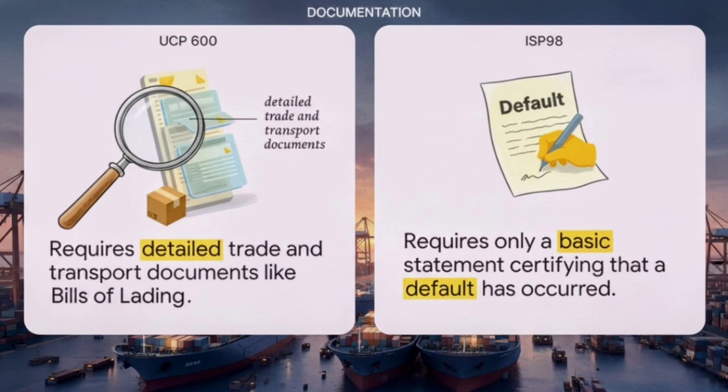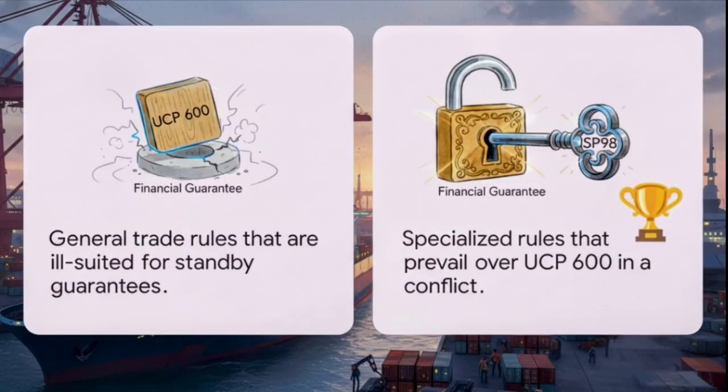It's complex versus simple. So you might wonder what happens if a standby letter of credit mentions both sets of rules. Which one has priority? Well, the rules are very clear here. UCP 600 is for general trade. Its rules just don't work for guarantees. That's exactly why ISP98 was written, to be the specialized tool for the job. So in any kind of conflict, the specialized rules of ISP98 will always prevail.